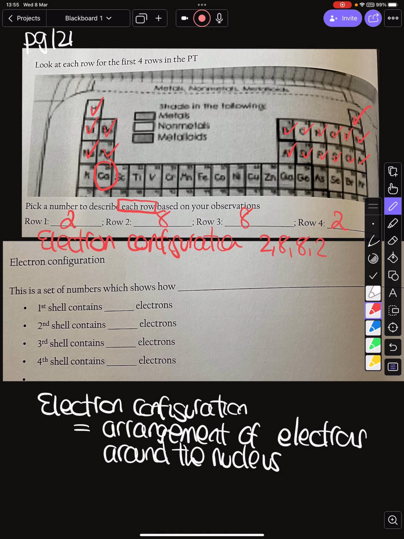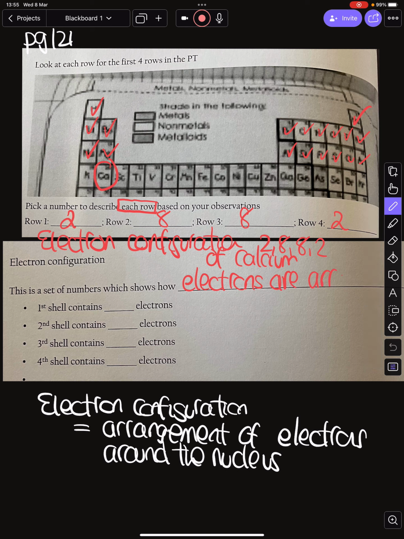So this is the configuration of calcium. As we've said, this set of numbers shows how electrons are arranged around the nucleus. So what does that look like? Your first shell will always contain 2, that's your first row. Your second will contain 8, your third will contain 8, and your fourth, as far as we're concerned, is going to be a maximum of 2.